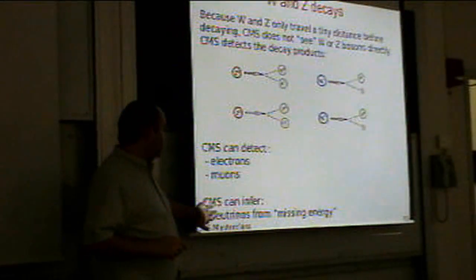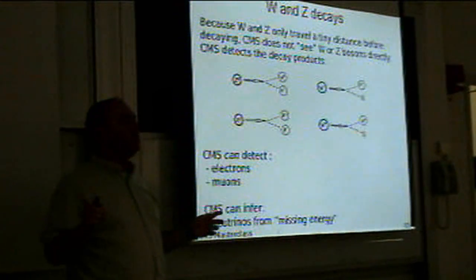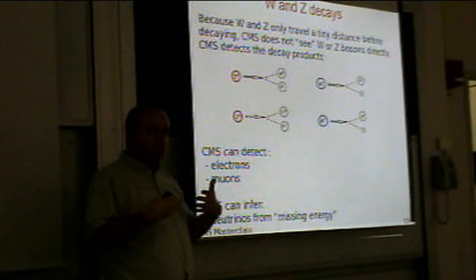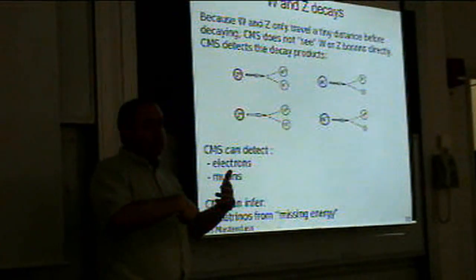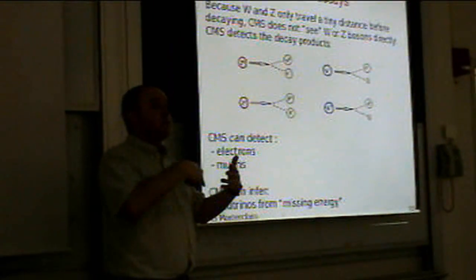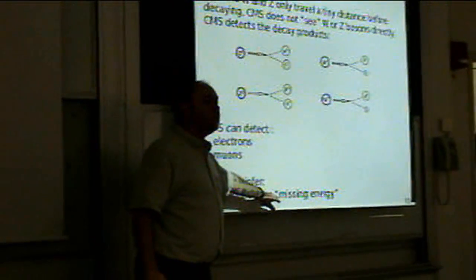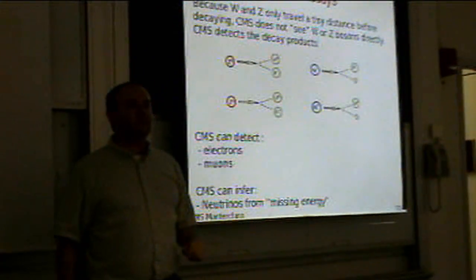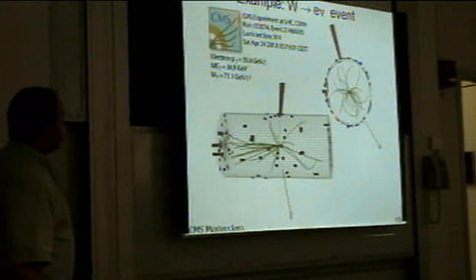And so how we detect them is by measuring all the rest of the energy that we can see, that we're recording in our detector, and then summing it, and seeing if there's anything missing. That's what we call missing energy. And that's the signature for these neutrinos. So let me show you some examples.